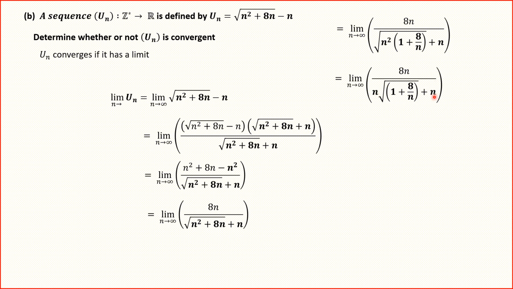So the n's can now cancel out uniformly to give us the limit as n tends to infinity of 8 divided by the square root of 1 plus 8 divided by n, plus 1. Now since n is tending to infinity, this quantity will approach 0. So the numerator will just remain 8 and the denominator will be the square root of 1, plus this 1. The square root of 1 is 1, plus 1 gives us 2. So at the end of the day, this limit is 8 divided by 2, giving us 4.